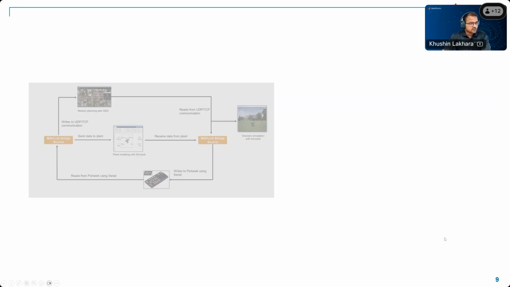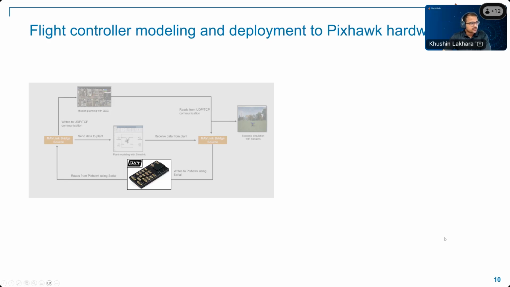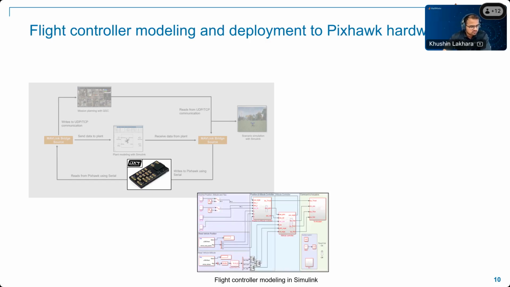Once you are ready with the simulation, the next part is flight controller modeling and deployment to the autopilot hardware. Mostly the teams are using the Pixhawk hardware, so we will try to focus on the PX4 or PX4-based autopilots. The flight controller modeling you can do in Simulink. The idea is you do all the modeling in Simulink, you tune your controller, and finally you generate the code and deploy it on hardware.